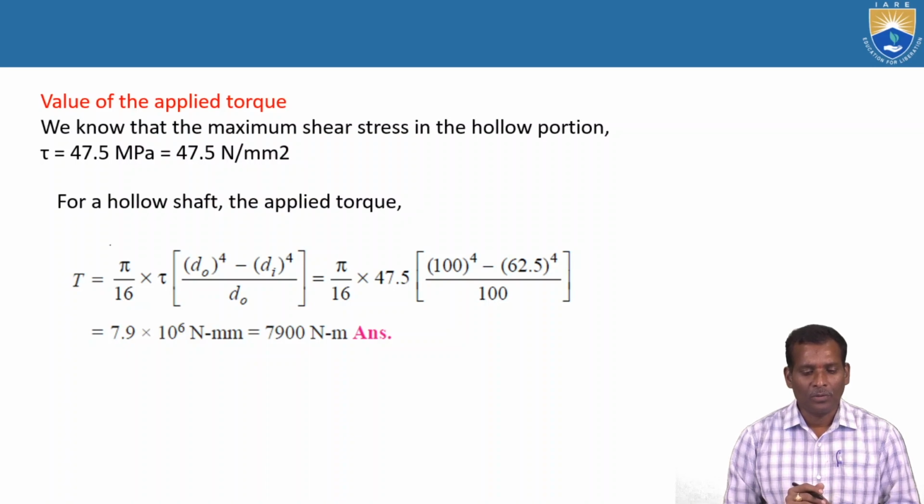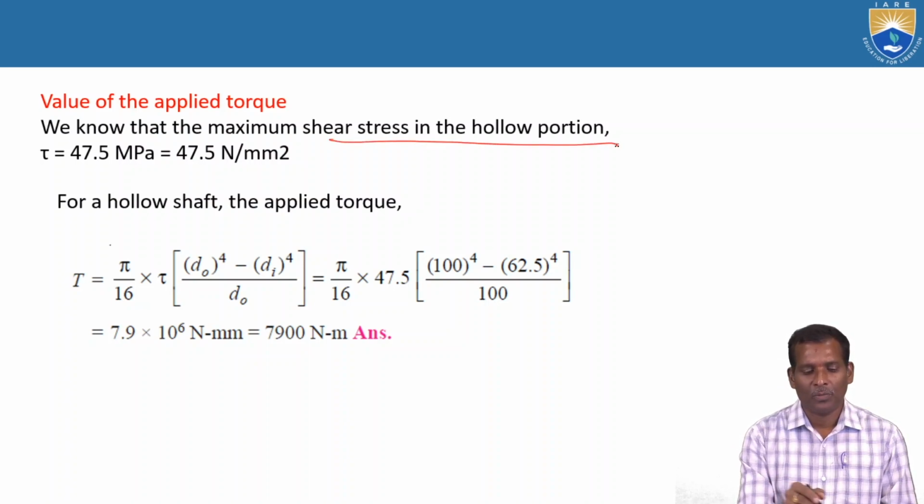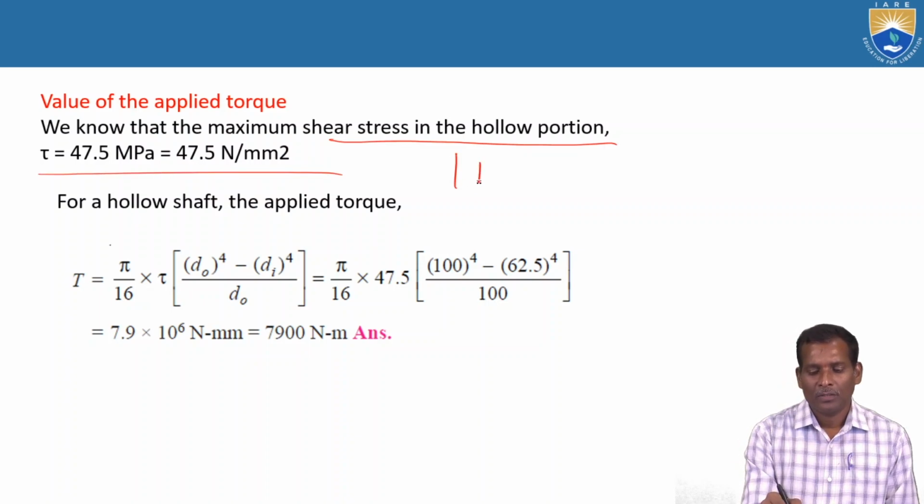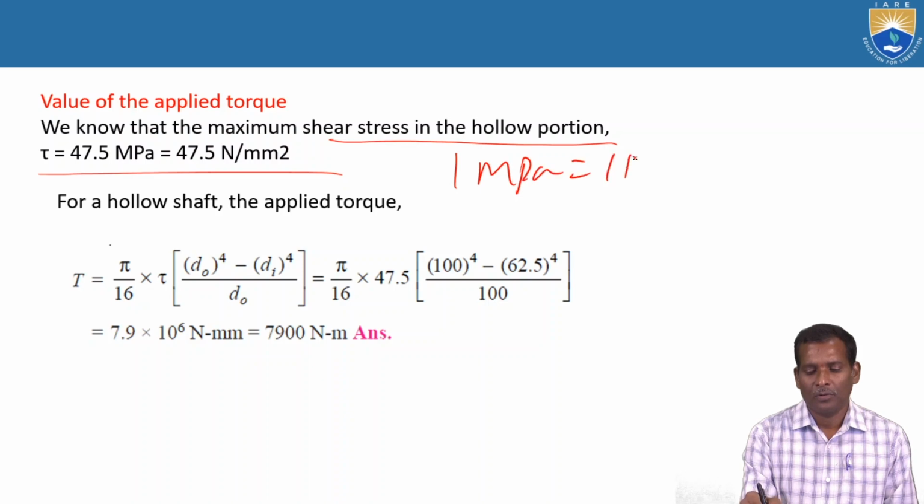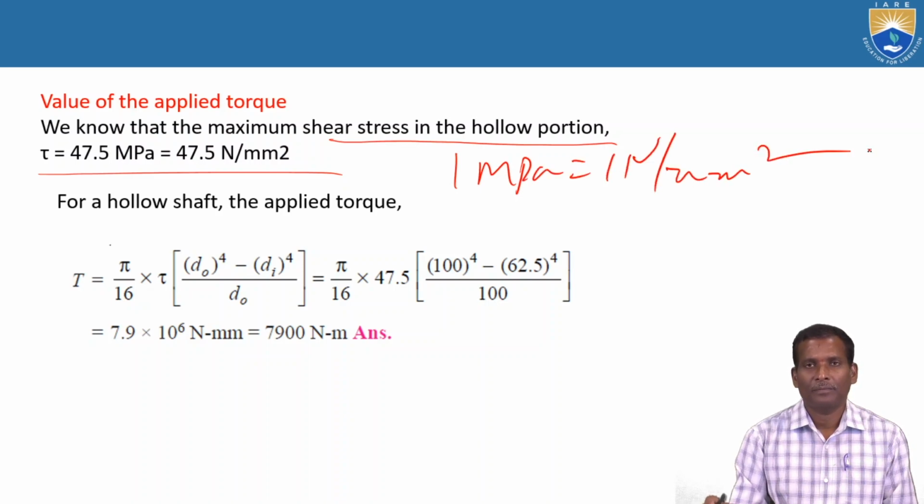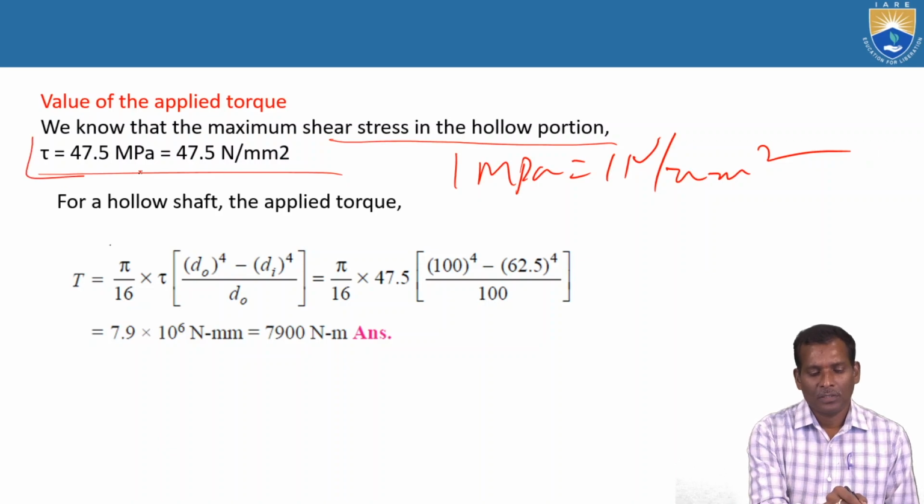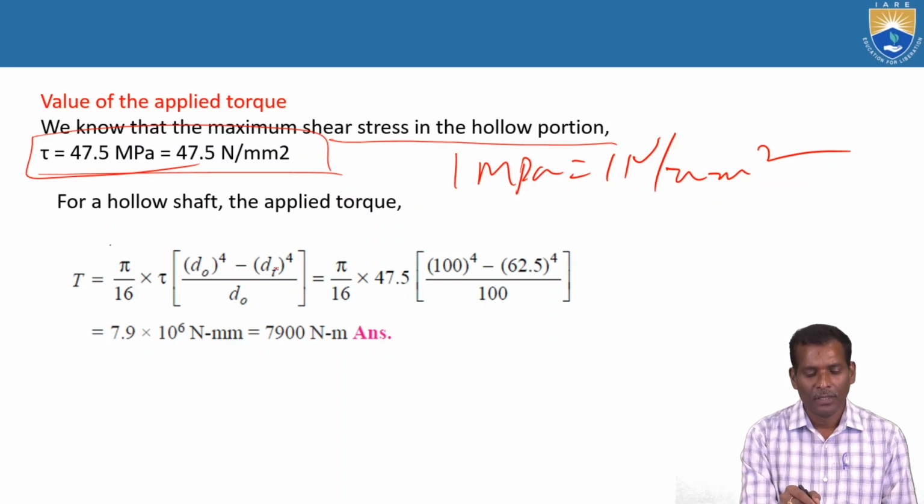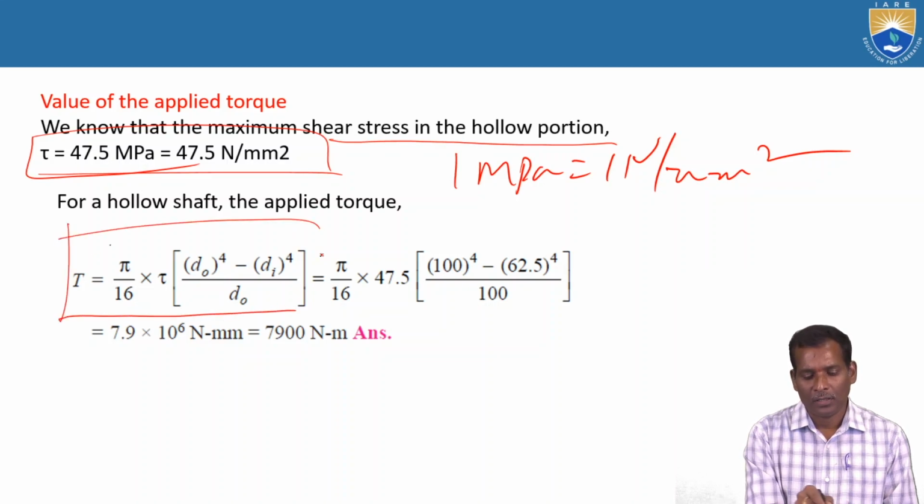Data also calculated. Now need to calculate applied torque. So maximum shear stress given in the problem, the maximum shear stress in the hollow portion, tau is equal to 47.5 megapascal. So 1 megapascal is equal to 1 newton per mm square. So now the shear stress is equal to 47.5 newton per mm square obtained. Substitute the given values in the torsion equation, the torque equation.